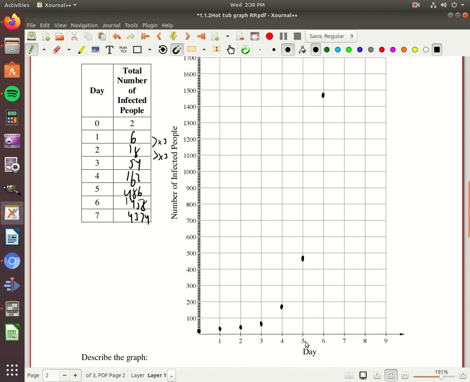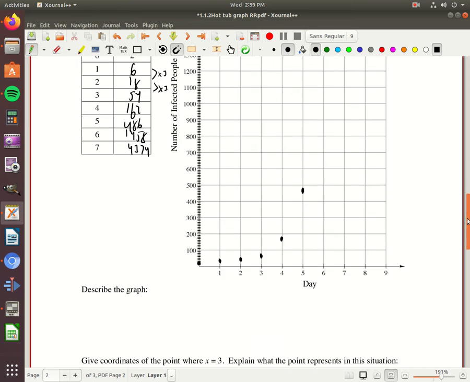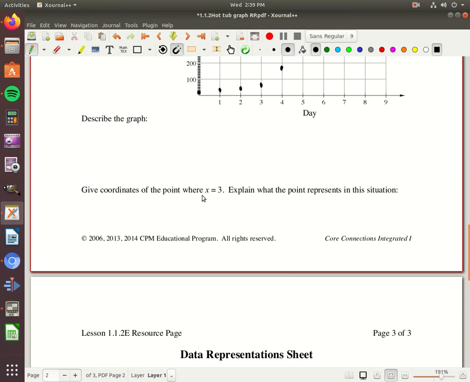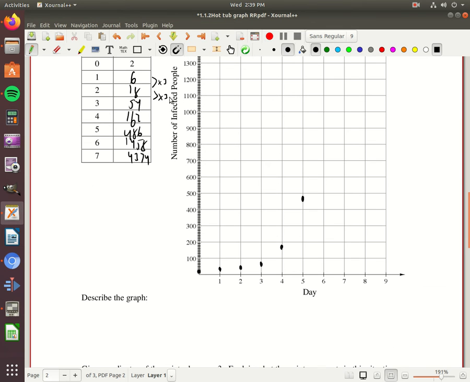There is part of a day, but there is not part of a person that's sick, right? So if we connected those dots, it's like saying you could have 100.7 people. Well, you either have 100 or you have 101. So we have that data. And then I'm going to pause and write down the data. It says give the coordinates where x equals 3. Well, in this case, we know it's 354, right?